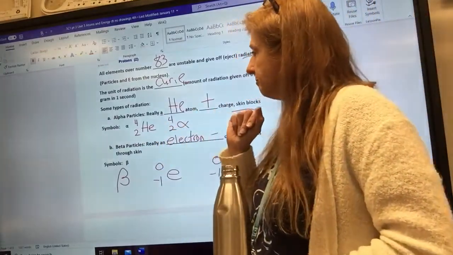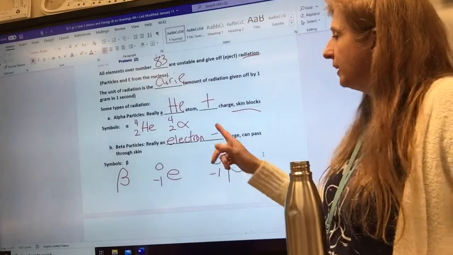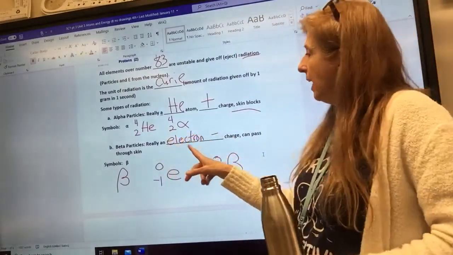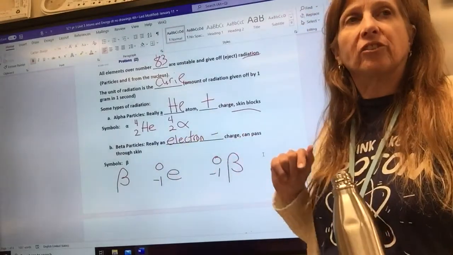Beta particles. Now, beta particles are really an electron being given off by the radioactive element, and so it has a negative charge because electrons are negative, right?